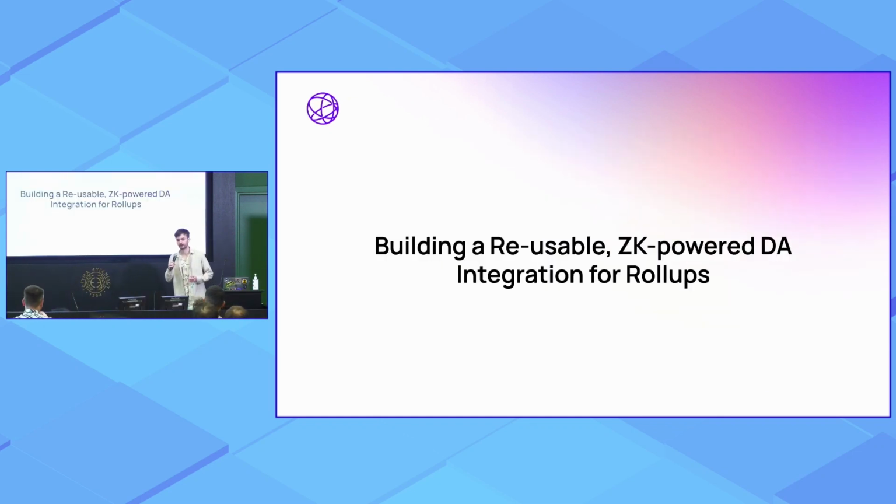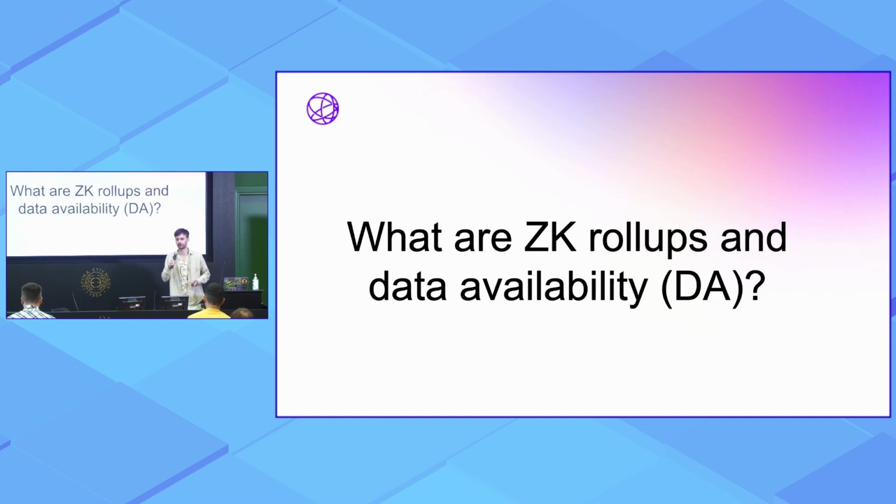The title of the talk is Building a Reusable ZK-Powered Data Availability Integration for ZK Rollups. Well, I guess just for any kind of rollup, but this talk is mainly about ZK rollups. And while everybody here is probably already familiar with the concepts of rollups and data availability, for the sake of completeness, I think it makes sense to quickly go over what these things are and how they work.